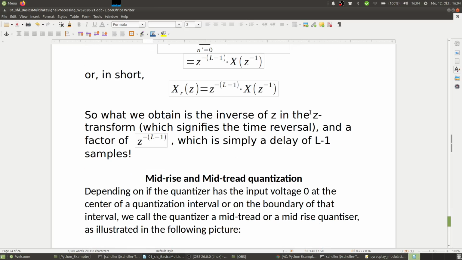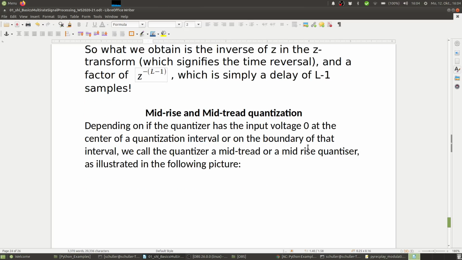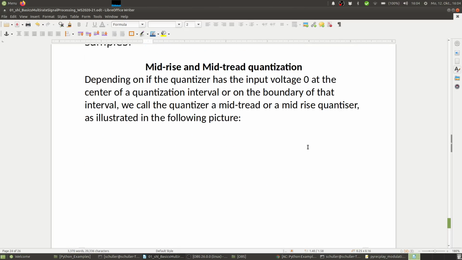Yeah, so this inverse of z in the z transform signifies the time reversal, and the factor of z to the minus l minus 1 is simply a delay of l minus 1. So first we flip it, then we have negative indices, and then we delay it such that all indices are positive again. Yeah, and finally, quickly, mid-rise and mid-tread quantization.